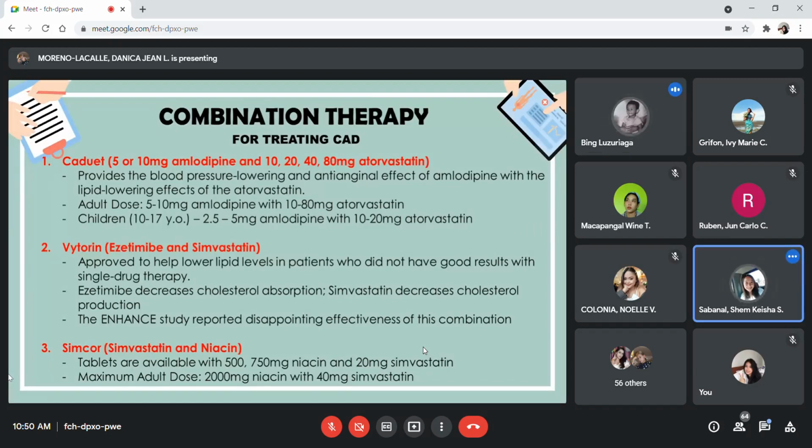Okay, sir. So next we have our Vytorin. It is a combination of ezetimibe and simvastatin. It is approved to help lower lipid levels in patients. Never mind those combinations, it is not our problem. If you know our basic drugs, that's enough. When they are combined, you can do anything. Continue. And then lastly we have our Simcor. Okay, so next slide, please.